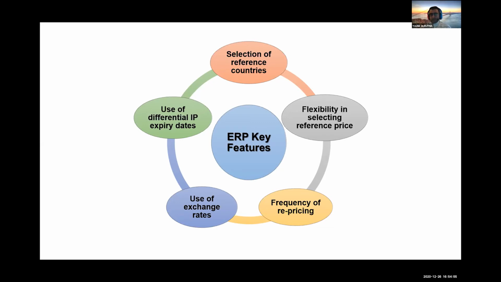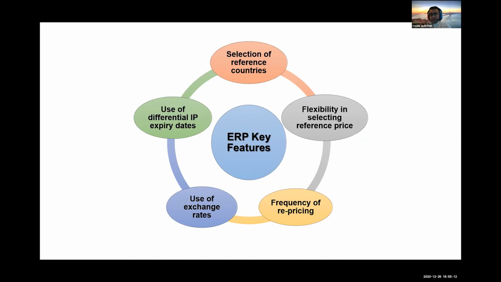Use of exchange rates. Do they consider them, especially in highly volatile markets? For example, the Saudi Riyal is tied to the dollar. However, when we talk about the European currencies, they fluctuate. So some countries take the exchange rate into consideration when they use ERB.